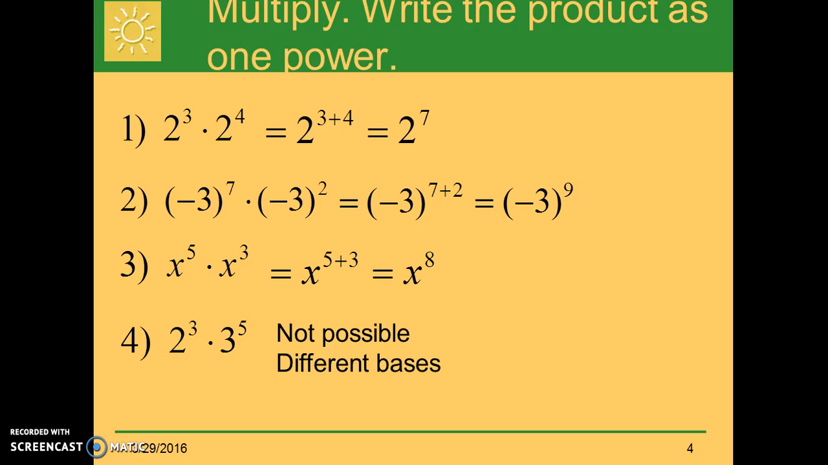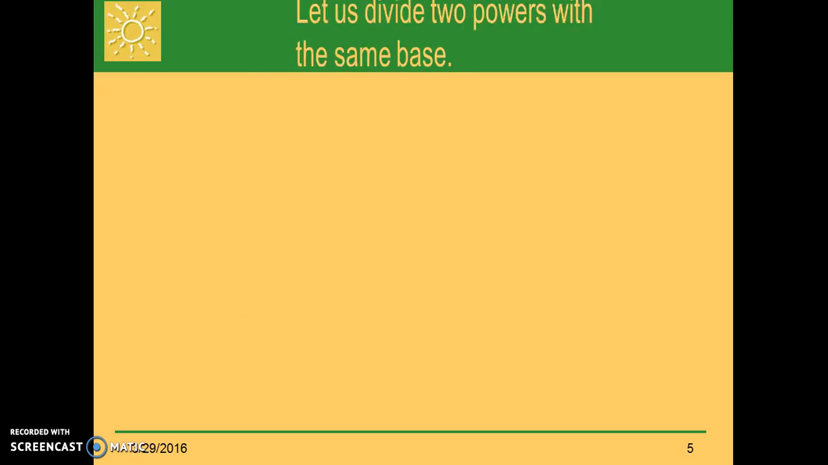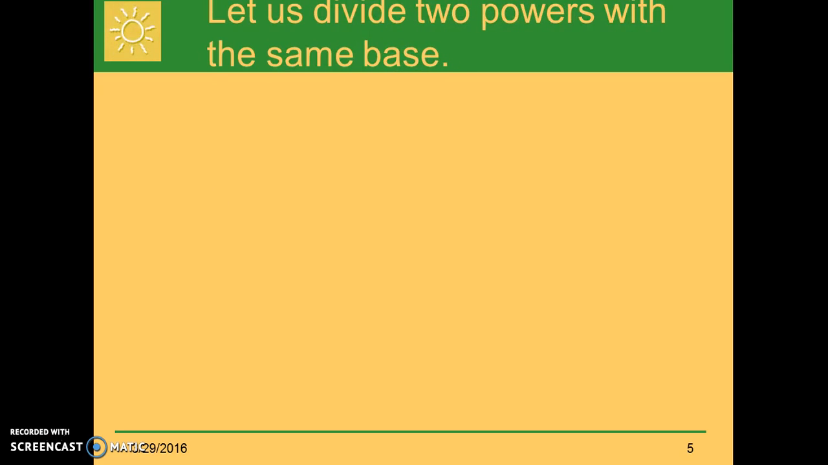Okay, so that is the first rule. So the rule, when we have the same base and they're being multiplied, we add the exponents. Okay, so let's explore another rule. This rule has to do with when we're dividing two powers that have the same base.